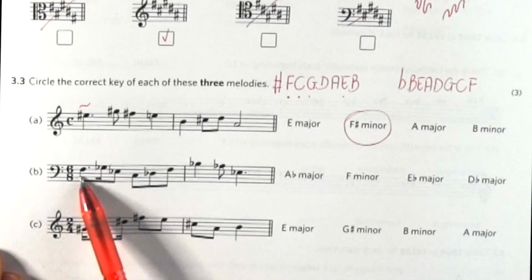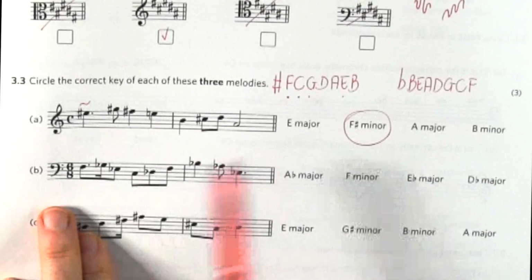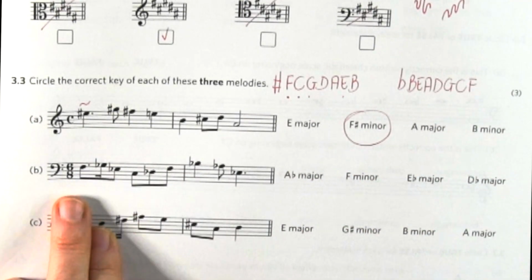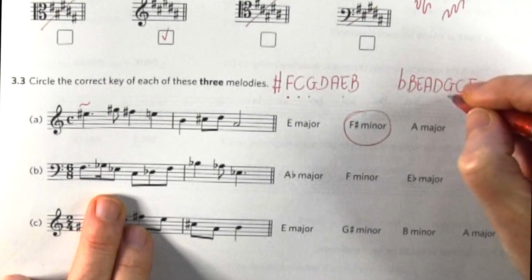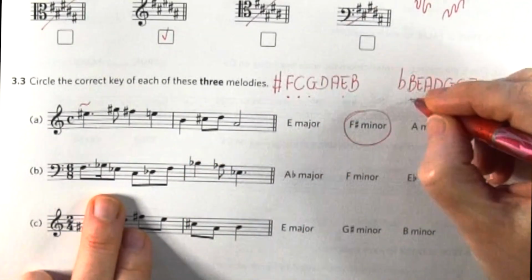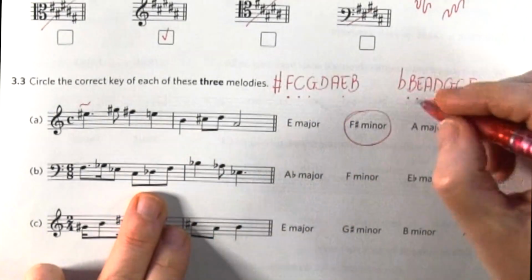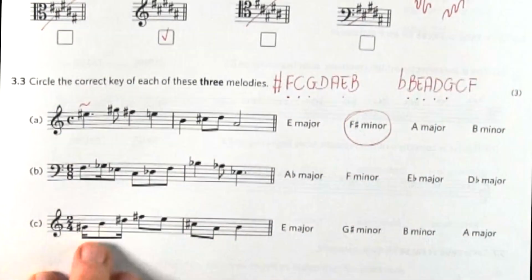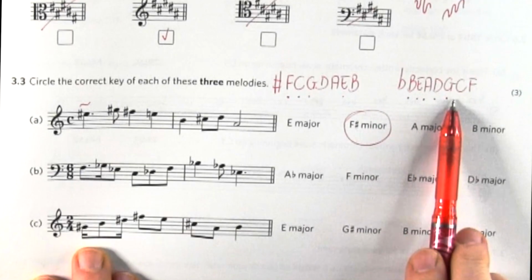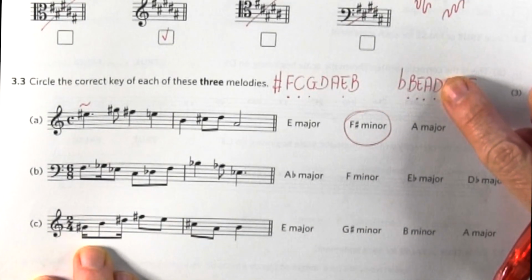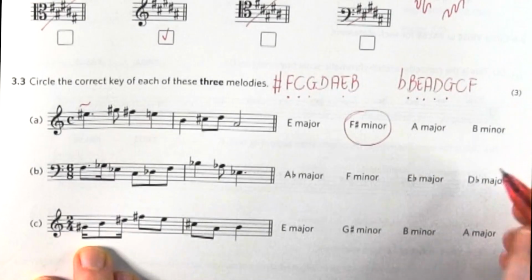Next, we have flats, so let's go on to this. Bass clef, so let's read the notes correctly, otherwise it's all wrong. So flat, E flat, D flat, B flat, A flat, and E flat, we have it already. This is a typical major key, and with flats we go on to the penultimate, D flat major, and that is the key.